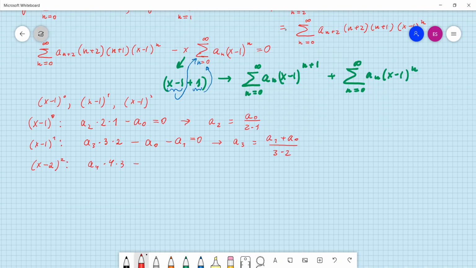a4 equals a1 plus a2 divided by 4 by 3. Next one here is a1. Next one here is a2 equals 0. I'm going to get a4 equals a1 plus a2 divided by 4 by 3. Well, here I do know something. I do know a2, so I'm going to plug it in: a1 plus a0 over 2. I'm writing down 2 multiplied by 1 is 2, by 4 by 3. I'll bring it to a common denominator, okay? Over here, that's 2a1 plus a0, and here 4, 3, 2.